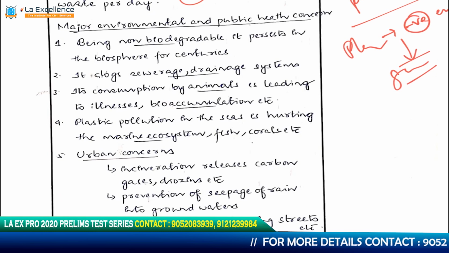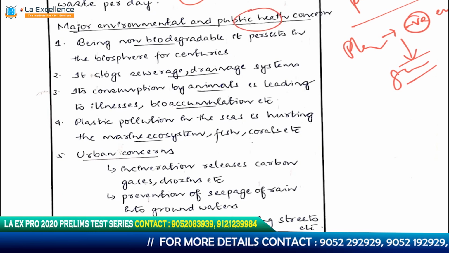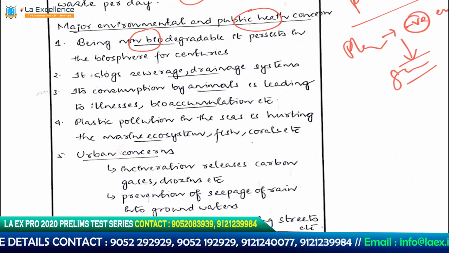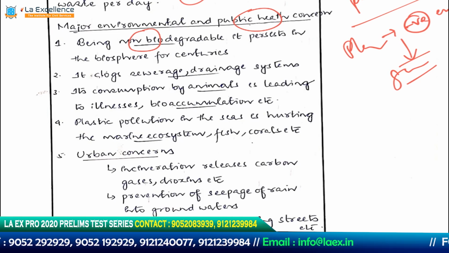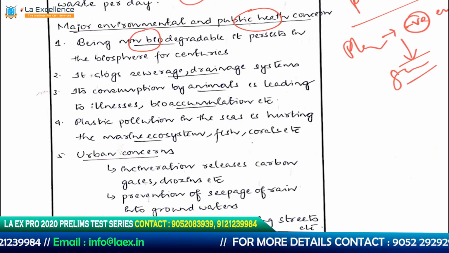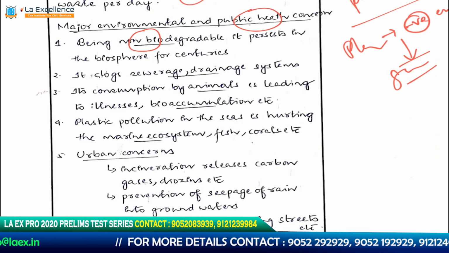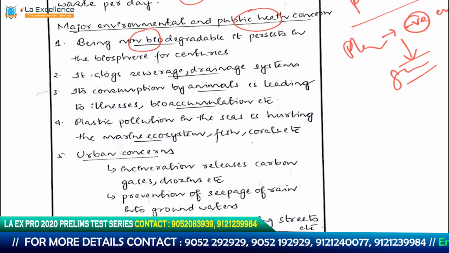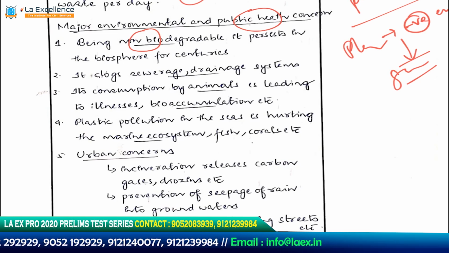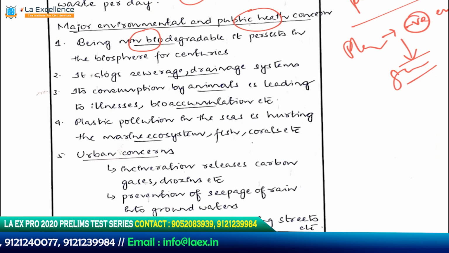Major environmental and public health concern, that is what he's trying to establish. One is that it is non-biodegradable, so this cannot be degraded by microorganisms. It cannot be converted into simpler products like water and carbon dioxide or something like that. It cannot be done so easily by microorganisms. So what happens is these plastic waste will start persisting in the environment. Once it starts persisting in the environment for a long period of time, they get accumulated in the different parts of the ecosystem.